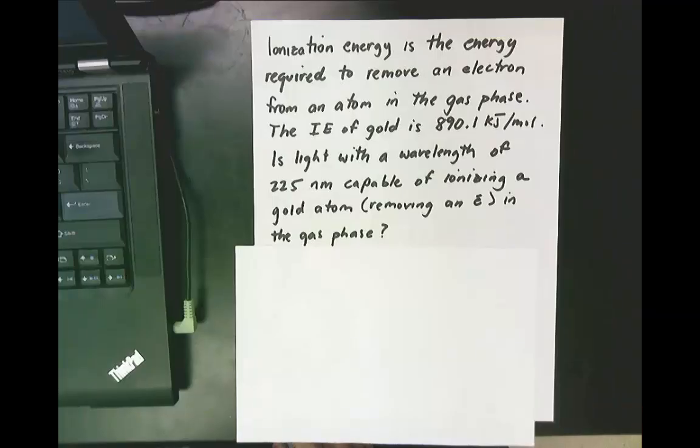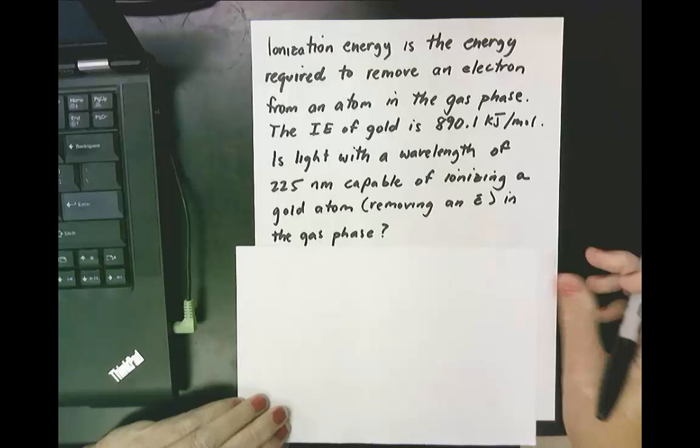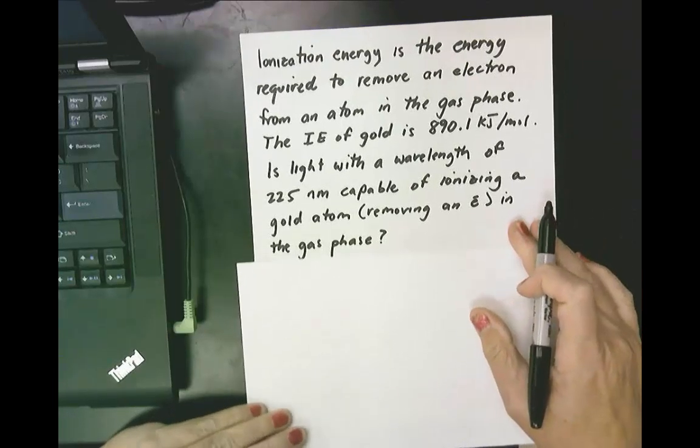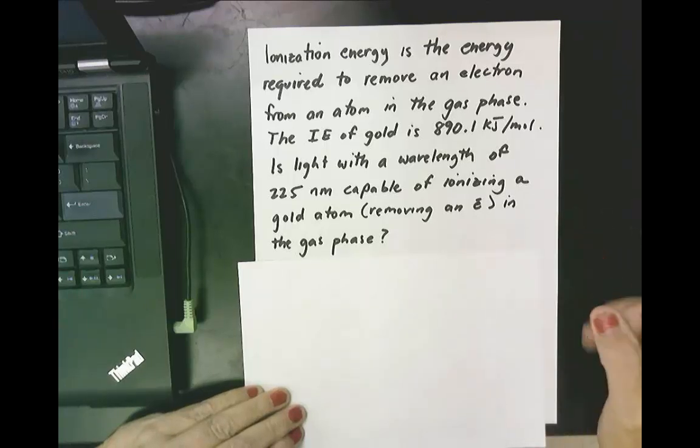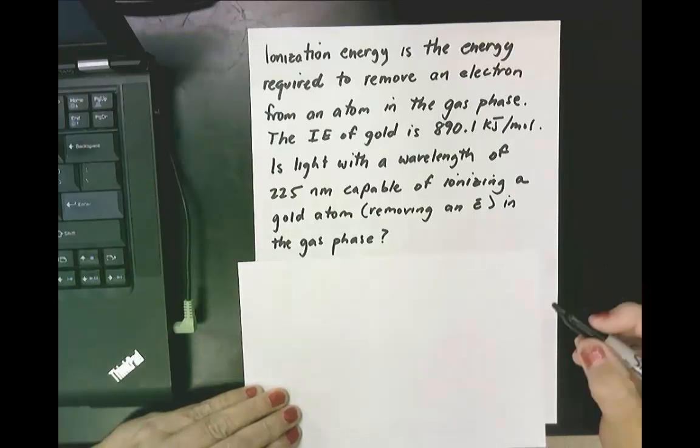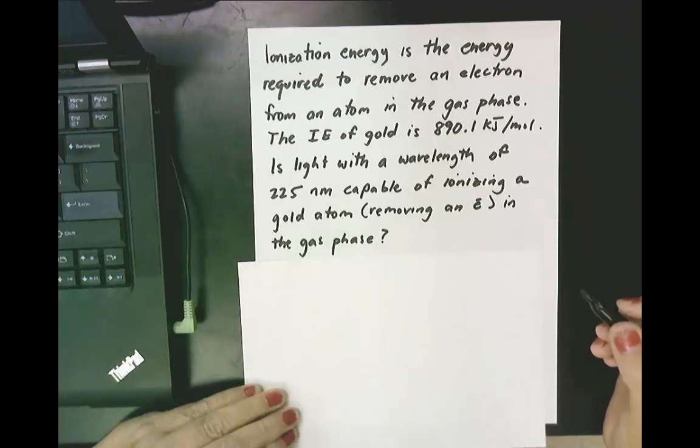This is a second type of Planck's equation type problem. Reading it, it says the ionization energy is the energy required to move an electron from an atom in the gas phase. The ionization energy of gold is 890.1 kilojoules per mole. Is light with a wavelength of 225 nanometers capable of ionizing a gold atom? That means removing an electron in the gas phase.